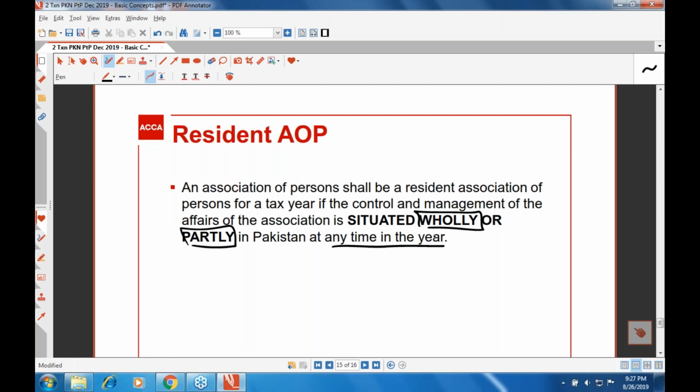Now, what's important is that you need to be able to classify every person, whether an individual, an AOP or a company, as resident or non-resident. Because when you have the residential status, then you can decide what income they are going to be paying tax upon.